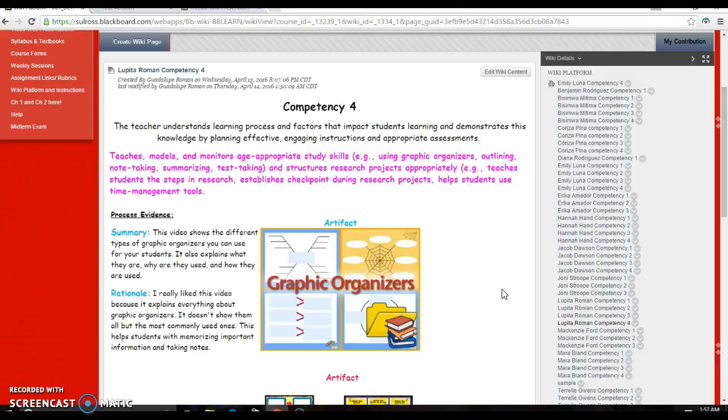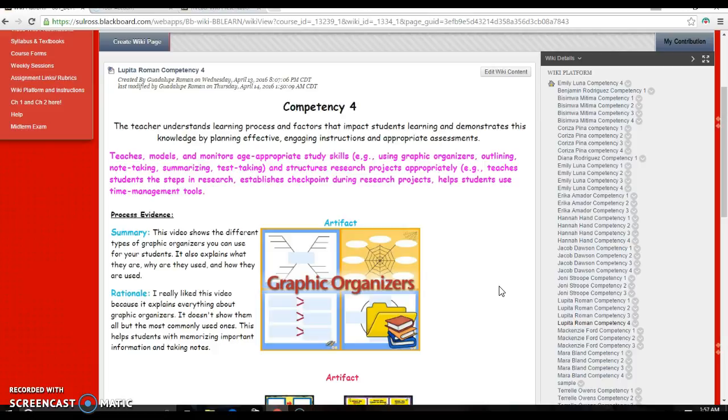Alright, moving to the last competency, which is number 4. The teacher understands learning process and factors that impact students' learning and demonstrates this knowledge by planning effective engaging instruction and appropriate assessment.